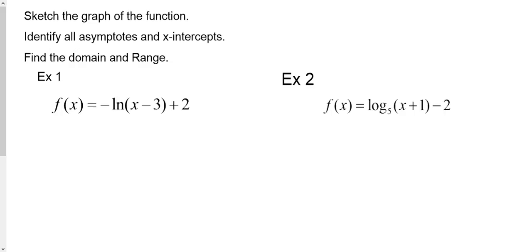All right. Hello, and what we're going to talk about in this tutorial is how to solve for logarithmic graphs, how to sketch them, how to find their asymptotes and x-intercept, and then also determine their domain and range.